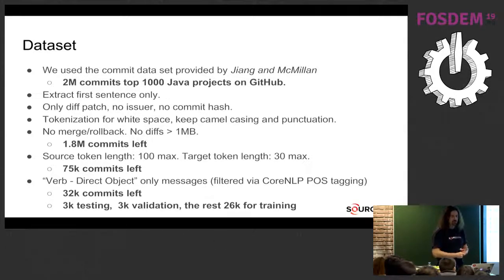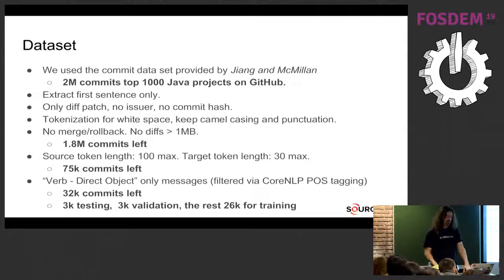It's 2 million commits from the top 1,000 Java repositories on GitHub. We extracted only the first sentences from each commit message. So then we basically stripped away the issue number and the commit hash. We tokenized everything with white space, keeping the camel casing and punctuation because it's part of the language. And then we had to cut out everything which was longer than 100 words, be it in the diff patch or in the commit message. And this left us with 75 commits.